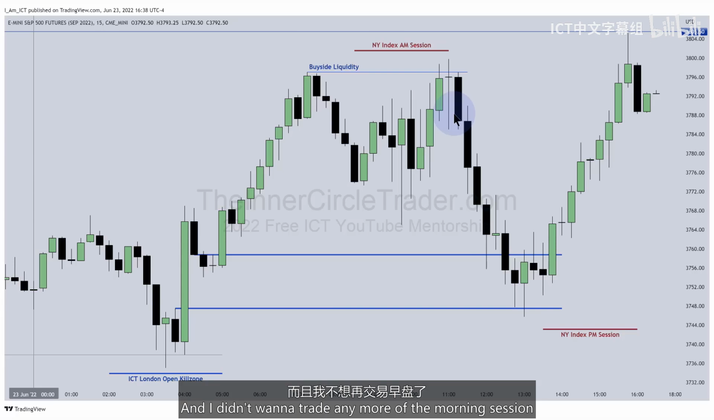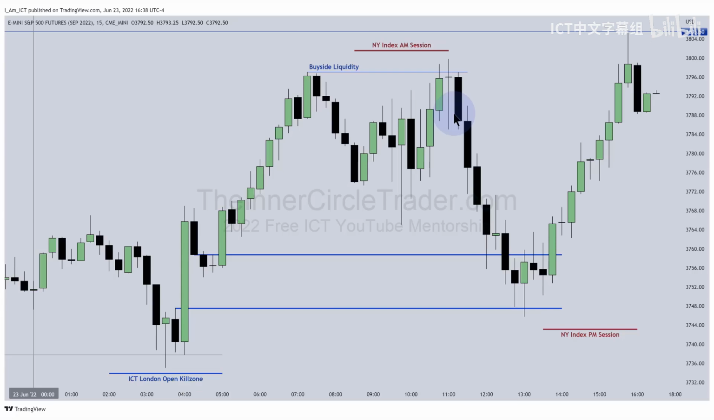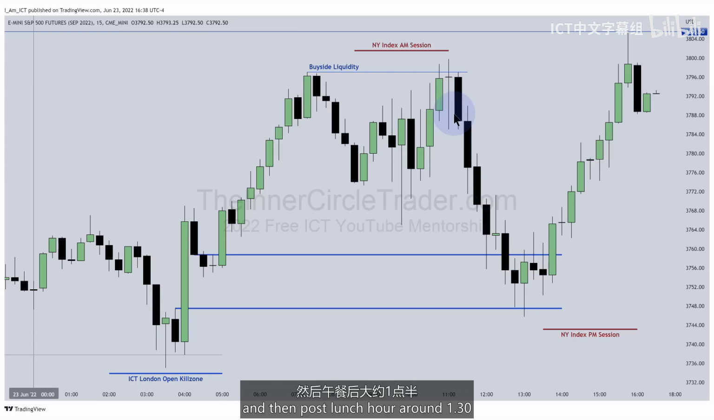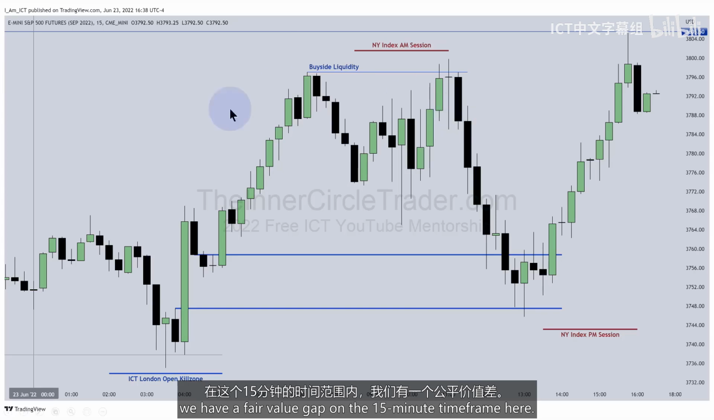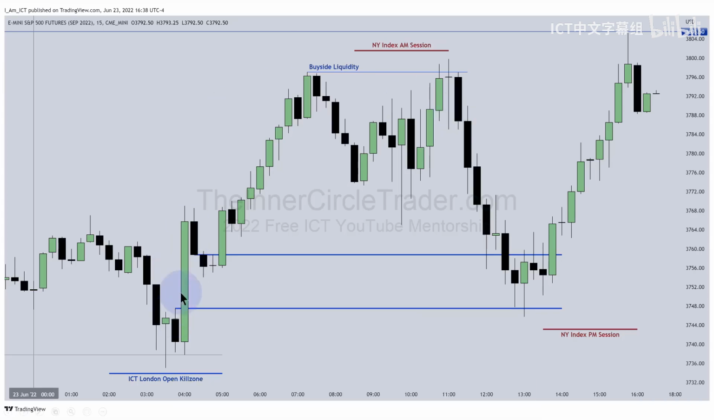And I didn't want to trade any more of the morning session leading into noon. So I had waited, and I was going to take a look at what it did in lunch hour and then post lunch hour around 1:30 and see what there was opportunity to do then. But we have a fair value gap on the 15-minute time frame here.